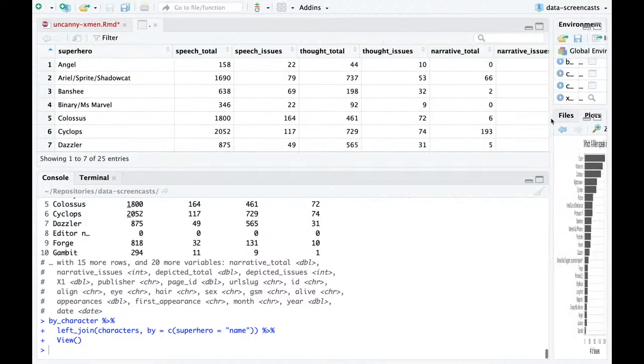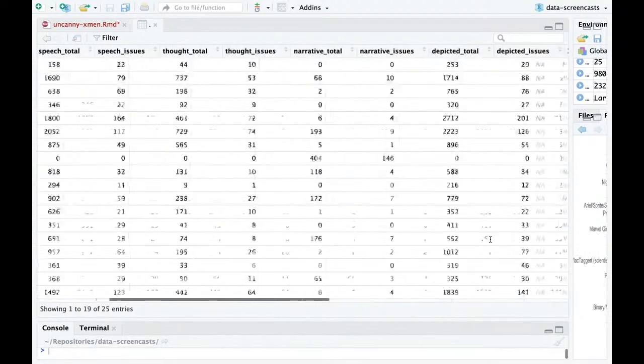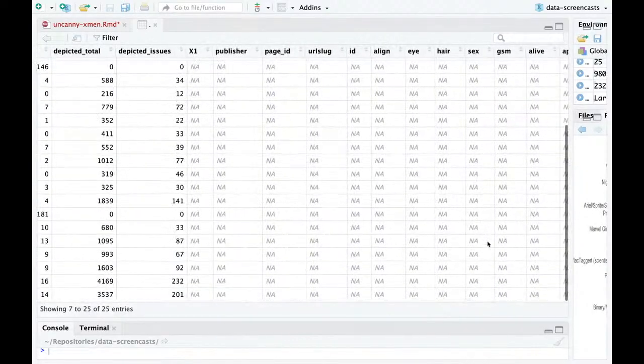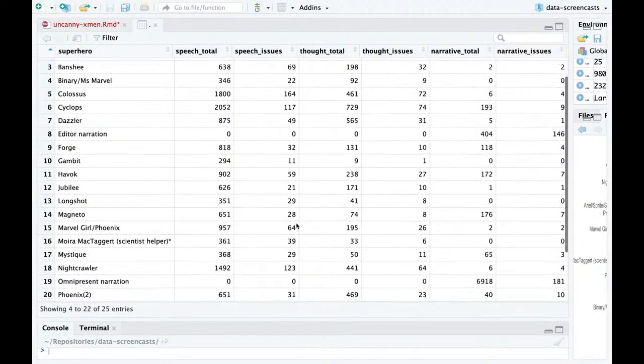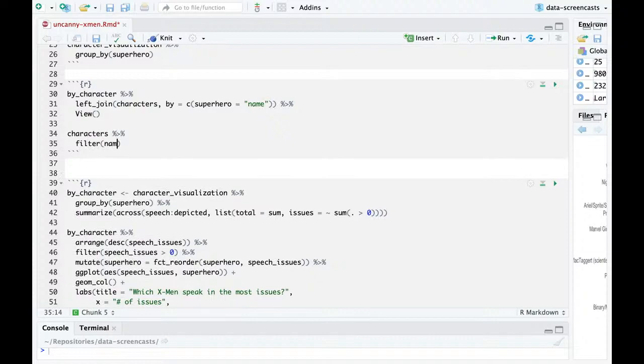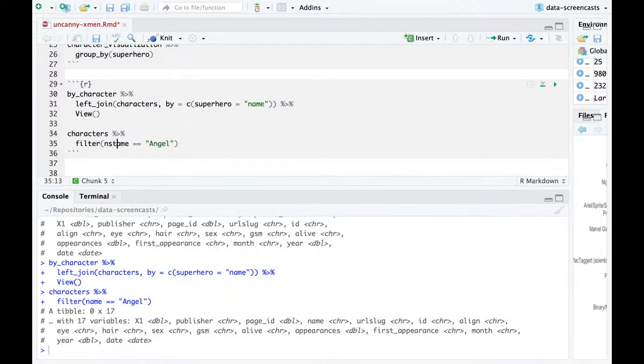How many of them do I have data for? Some of them I'm not going, none of them. None of them. It did not join well. I have a failed join. Let's check on that. Why do I not have any characters named, for example, Angel? Do they have a secret identity alongside this?